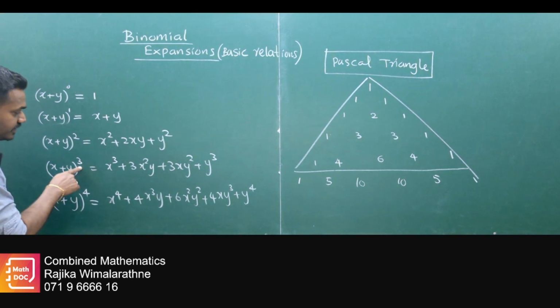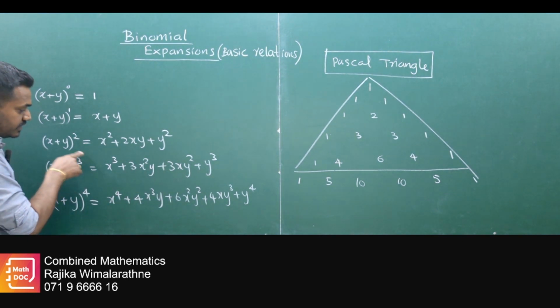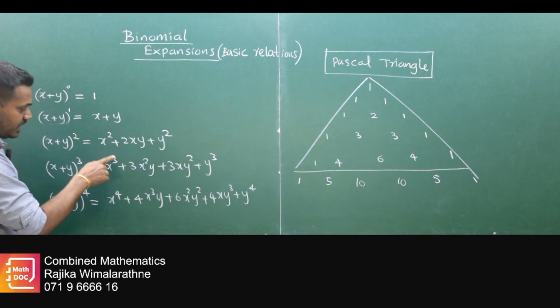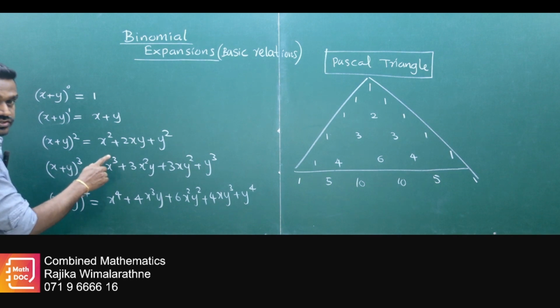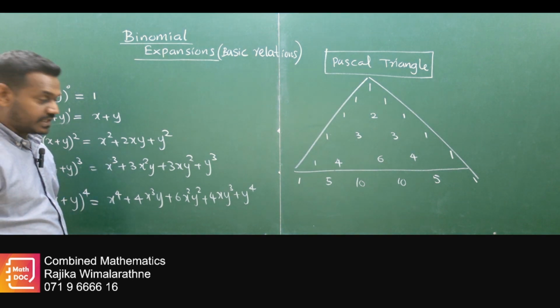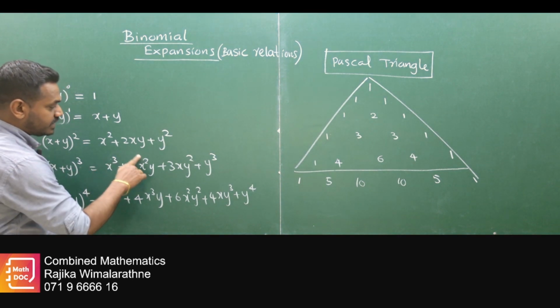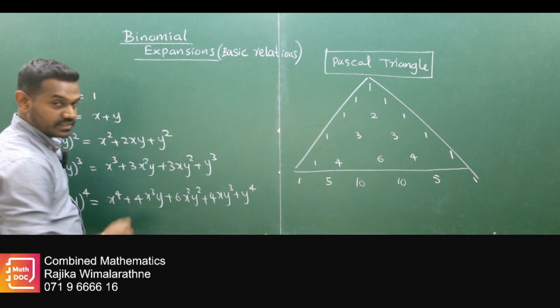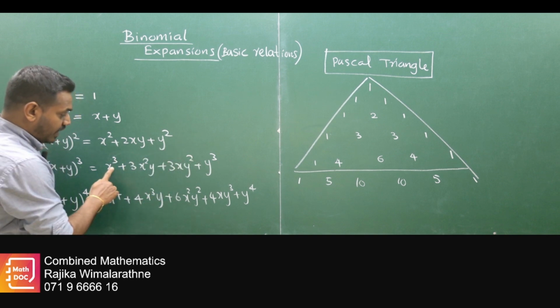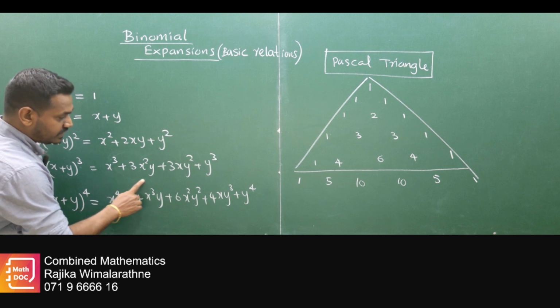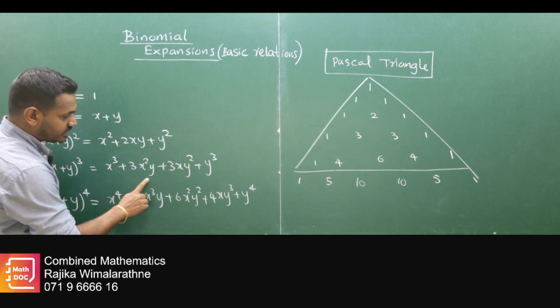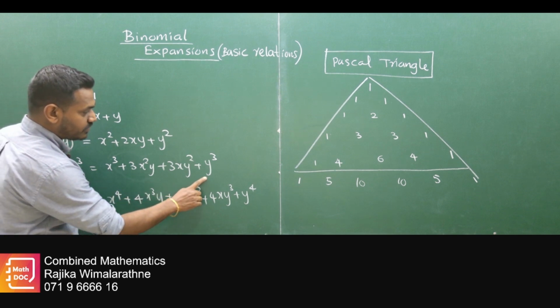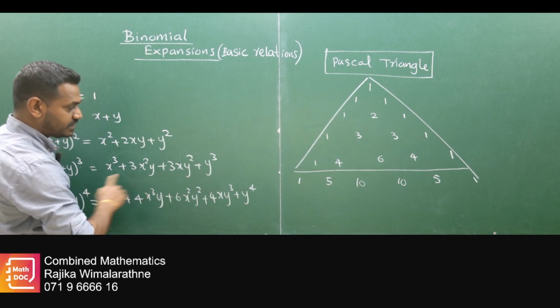It starts with x plus y to the power 3. Now you need to start the first term with x to the power 3. Then the x power decreases one by one: x cubed, x squared, x to the power 1, x to the power 0. Then the y power starts from 0 and increases: y to the power 0, y to the power 1, y to the power 2, y to the power 3. X power decreasing, y power increasing.